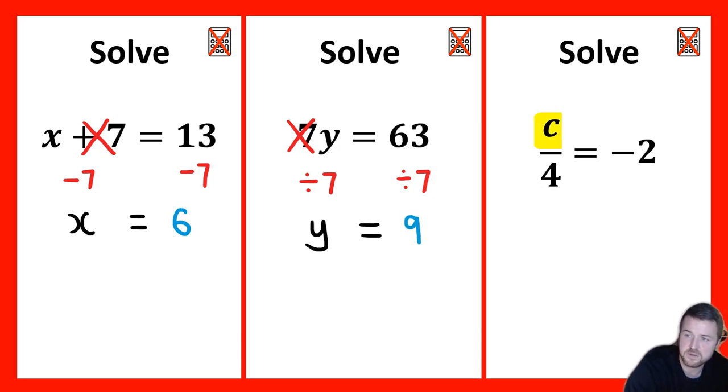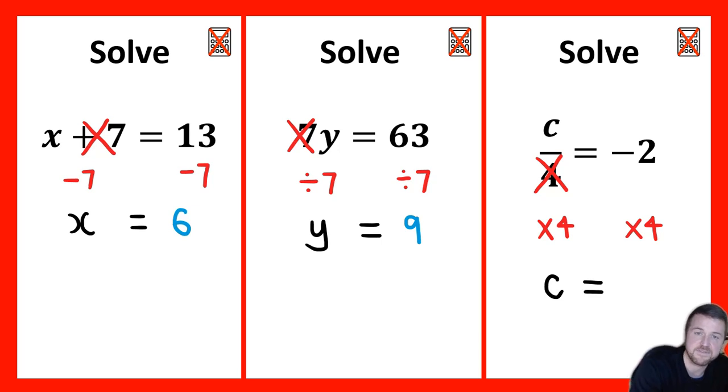For the last question, we need to solve to find c when c over 4, which is c divided by 4, equals negative 2. To eliminate the denominator, or the division, by 4, I'll apply the inverse operation of multiplying by 4. Repeating this on the right-hand side will leave me with c on the left-hand side, and negative 2 multiplied by 4 is negative 8.